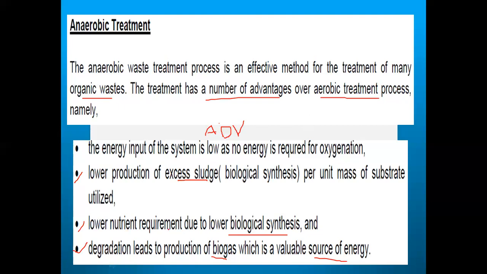So here, the lower nutrient requirement is due to the lower biological synthesis. But whenever you are degrading this organic waste, it leads to the production of biomass, which is very valuable energy for other sources.